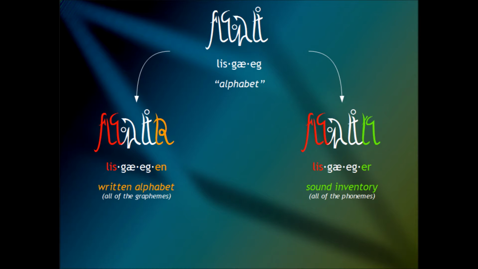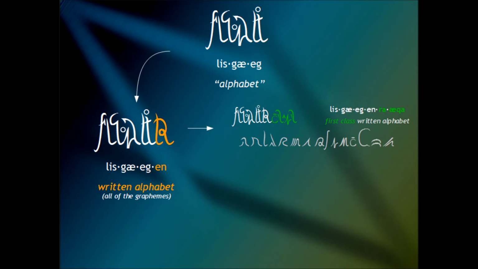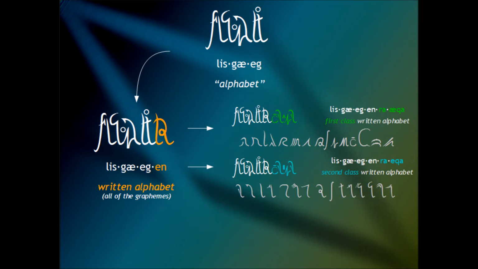Within the written alphabet, there are two subtypes specific to Ælis, the first of which is the lis-gai-egen ra-aika, or the first class inventory of letters, which we previously called the primary case letters, and the lis-gai-egen ra-eka, the second class of inventory of letters, which we called the secondary case letters.